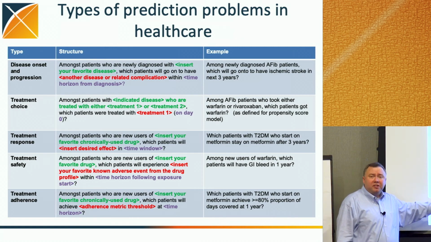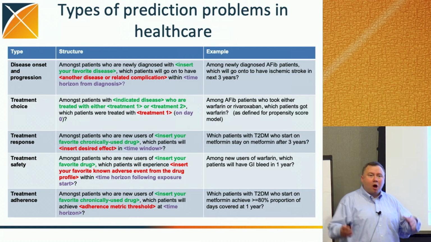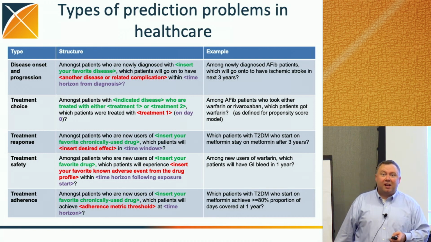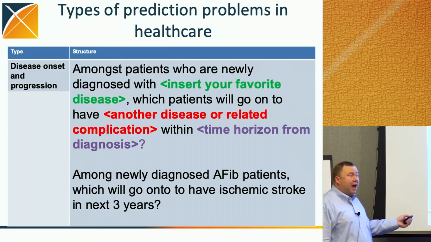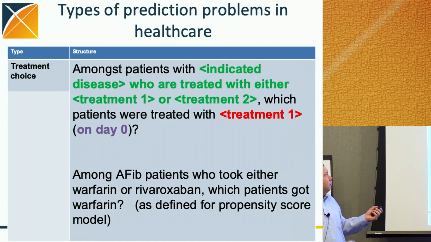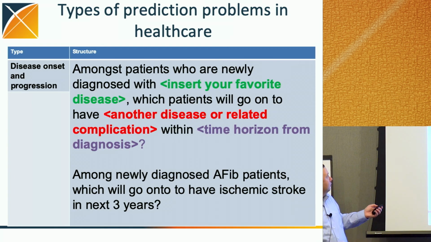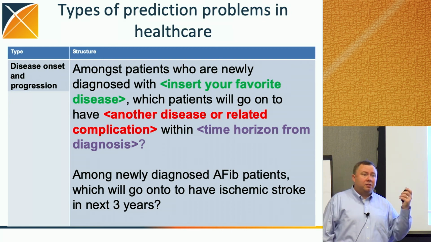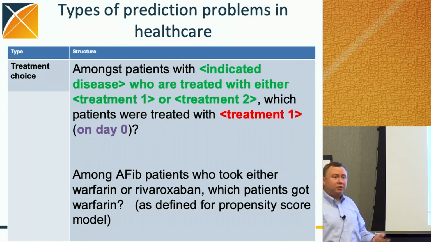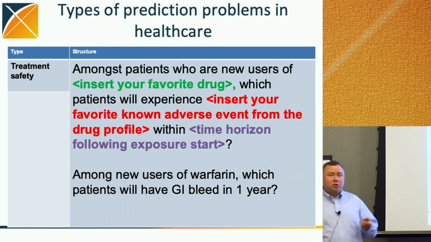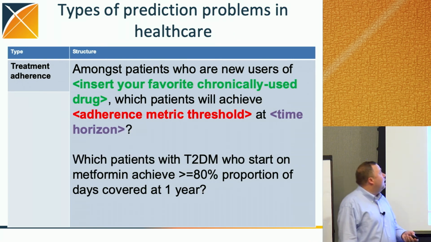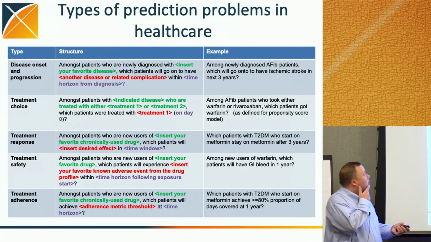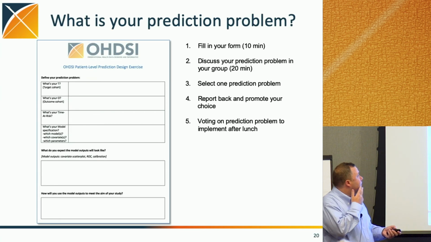We can even think about the same prediction framework supporting treatment adherence. Amongst people who start a treatment, who's going to actually stay on the treatment? All of these are valid questions that this framework can support. I guess I just described them, but just to reinforce again, I want you to be thinking right now: disease onset, can you think of a clinical question that might be interesting? Treatment choice, treatment response, treatment adherence. All of these are valid prediction questions.